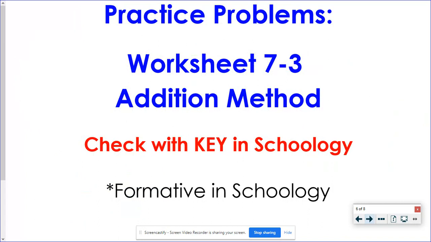So the worksheet today, it's called worksheet 7-3. It's the addition method. Every one of the problems you're going to see today will have opposite coefficients. So one of the variables would go away automatically when you add your equations together. The answer key is in Schoology, and then when you're done with that and you checked it, make sure that you take the formative. If you have any questions, let me know.